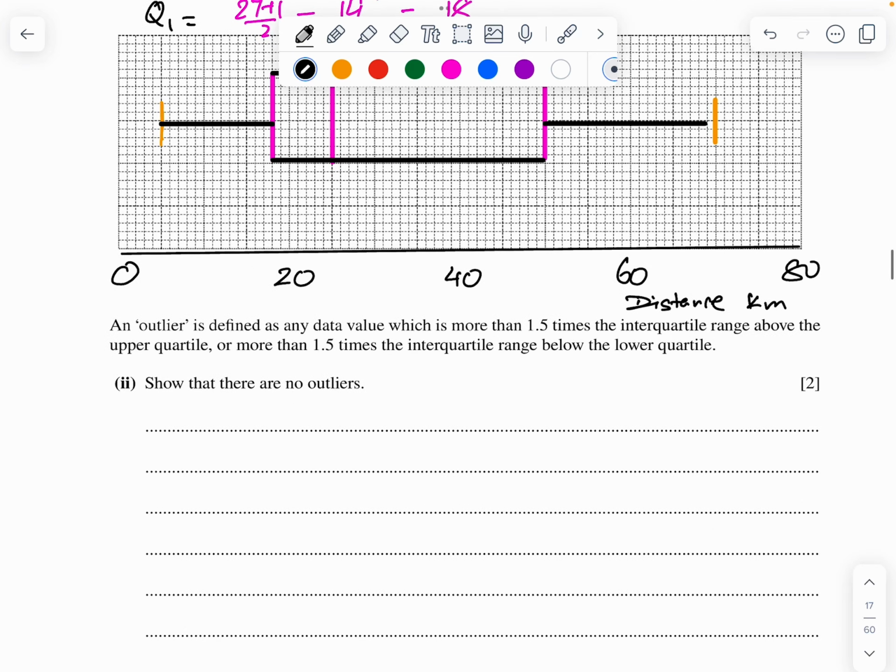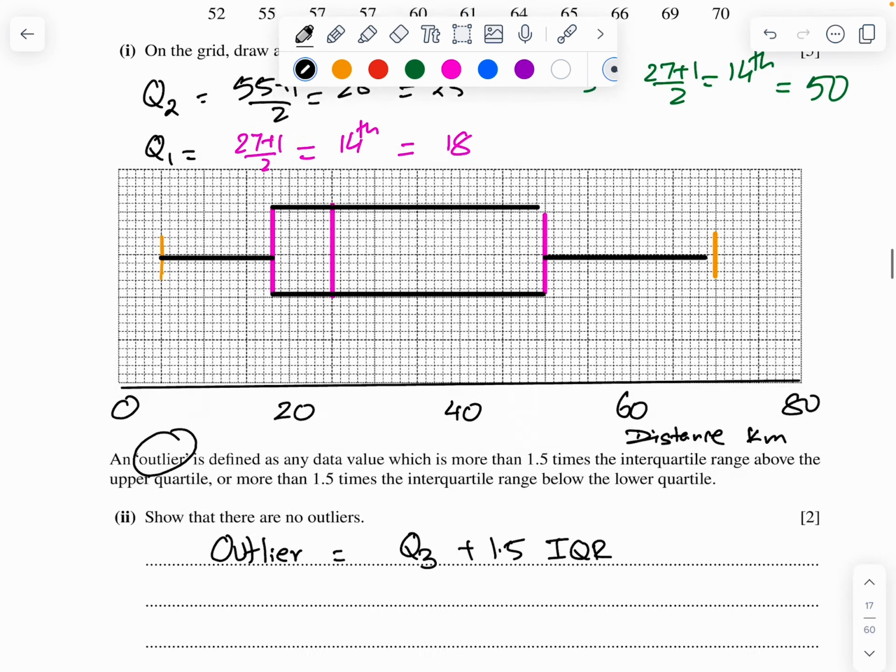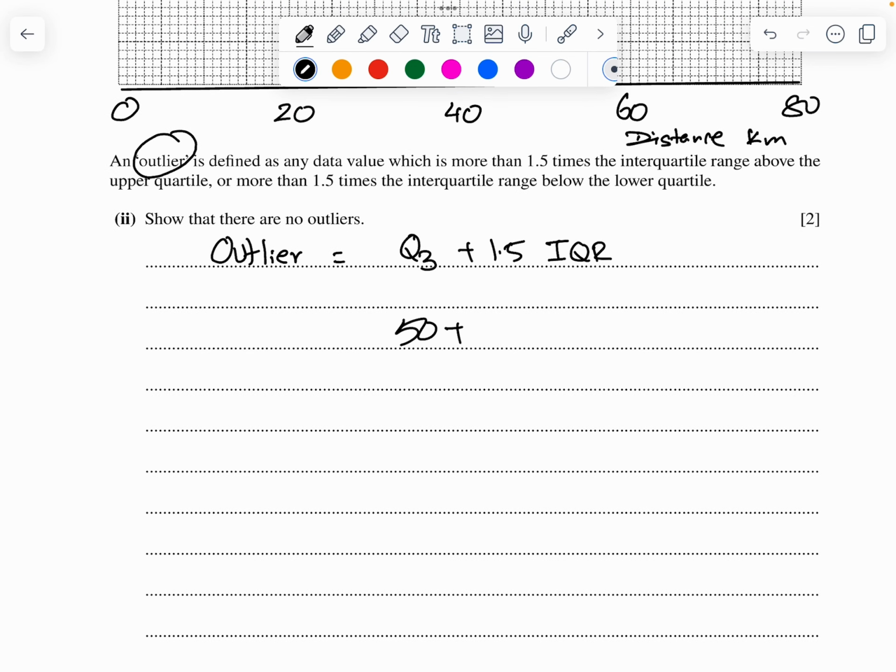An outlier, a new word, is defined as any data which is more than 1.5 times the interquartile range above the upper quartile. So the outlier definition is Q3 plus 1.5 times IQR. What is Q3? Our Q3 was 50. 50 plus 1.5 times IQR.